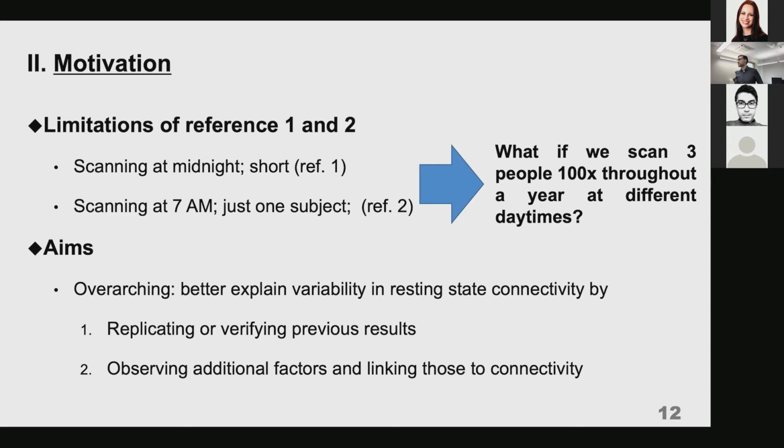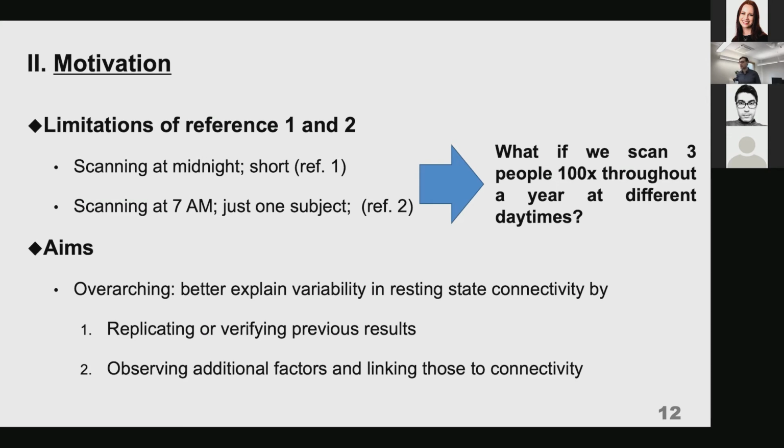So we thought, what if we do more or less the same thing as Russ Poldrack? So we scan 100 times within around 1 year, and it's Rune, Mengyun, and me who are going to get scanned. And since there is a lot of discussion about the variability of the fMRI signal, and nobody knows exactly what this is to be attributed to, we also want to observe a lot of different factors to get a better idea of where this variability comes from.